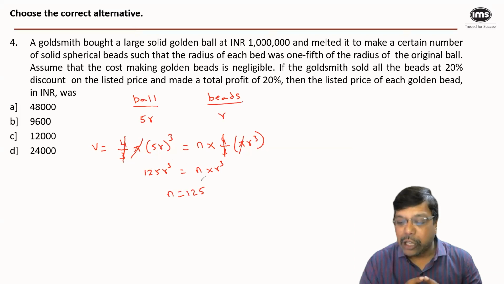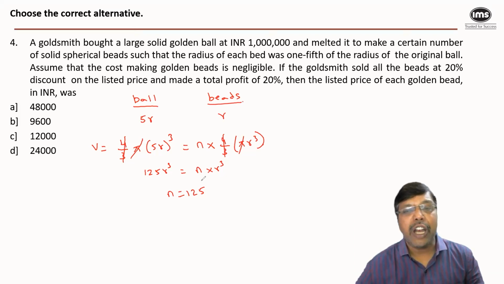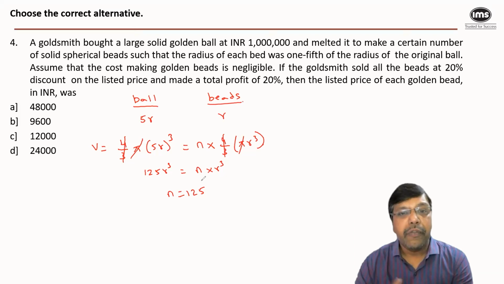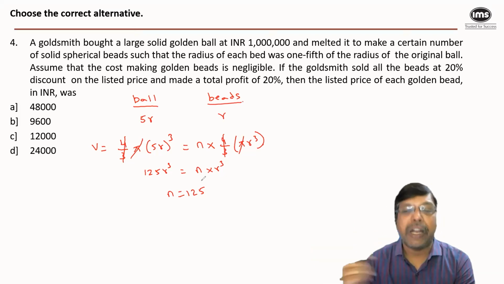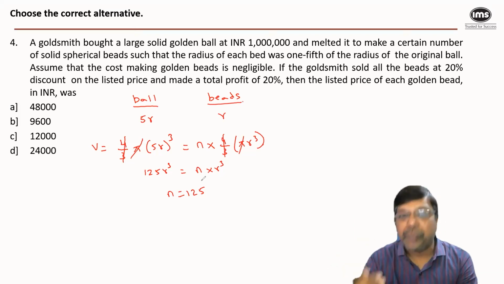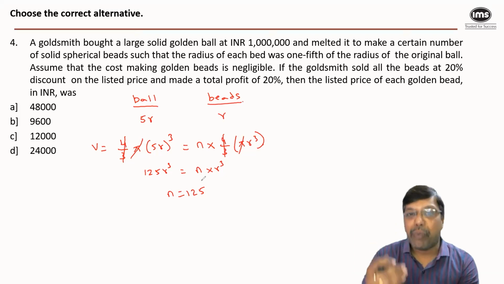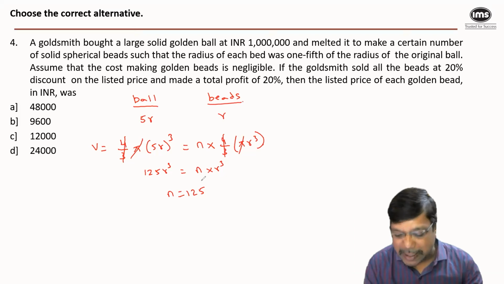Now he says the goldsmith sold all the beads at 20% discount and still was able to make a profit of 20%. Then the listed price of each golden bead in INR was. Now we need to calculate the listed price, which is the other name for market price. In order to do so, I need to know the discount, selling price, profit, cost price. So let's start with the cost price.